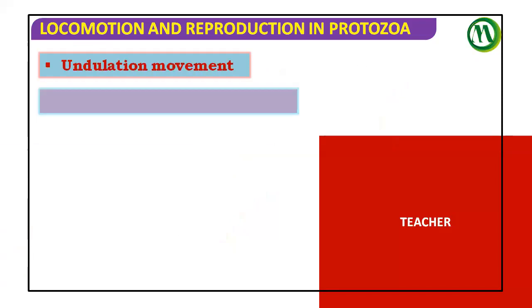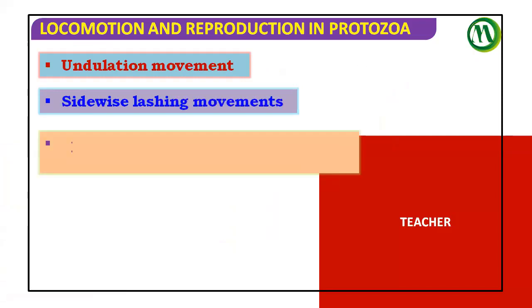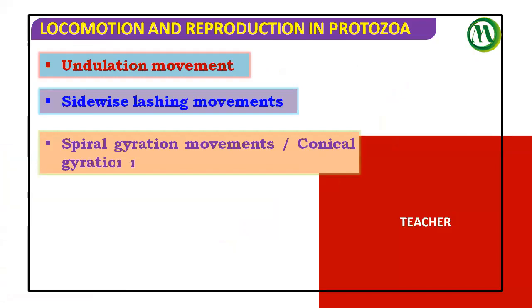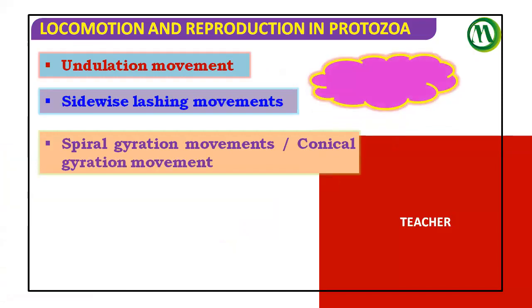Okay, now let's start the locomotion in flagella. Locomotion with flagella has three methods, for organisms that have flagella. So, three types of locomotion. One is undulation movement, the other is sidewise lash movement, and the other is spiral gyration movement or conical gyration movement. You first need to understand this.